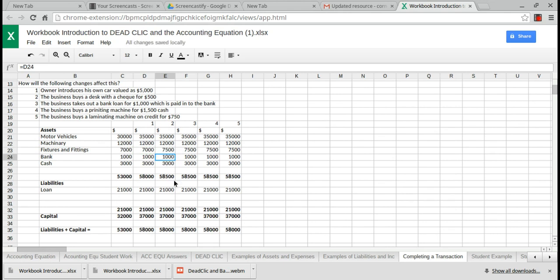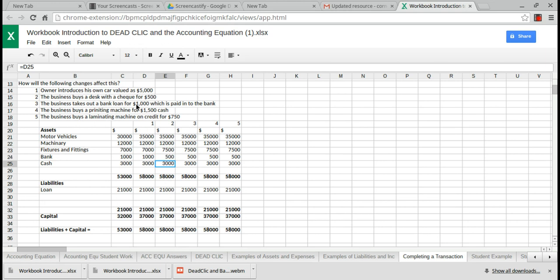Something we notice straight away now is that the total of our assets and liabilities and capital are different. So we've got 58,500 of assets, but only 58,000 in total for the liabilities and the capital. So what we need to do, because he's buying it by cheque, that's going to reduce the amount of money in the bank. It's going to reduce it by $500. Hopefully, yes, it's worked. Okay, the amount of capital and liabilities is now 58,000, as is the value of the assets.